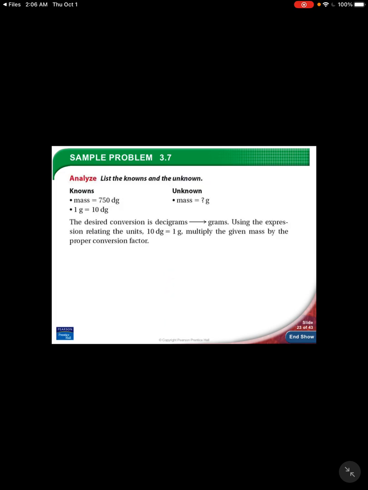So in this example, again, we have 750 decigrams, and there's 10 decigrams in a gram. And the question is, how many grams is that equal to? So you'll set up and write down your original value, 750 decigrams. And I'm going to multiply that by my conversion factor, or by 1. And in this case, I have 1 gram equals 10 decigrams.